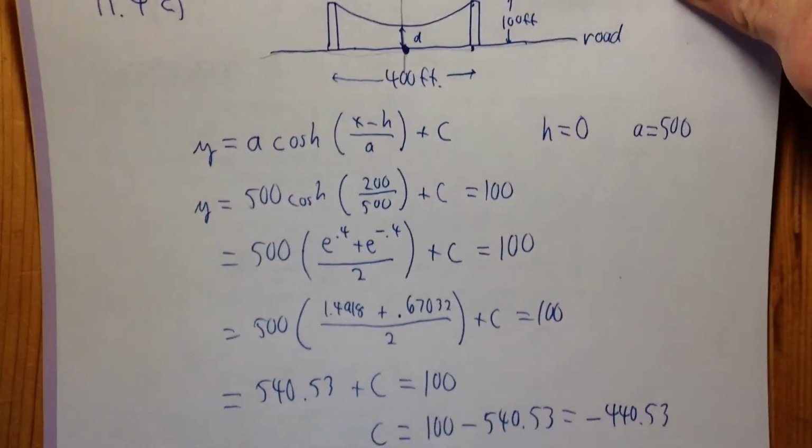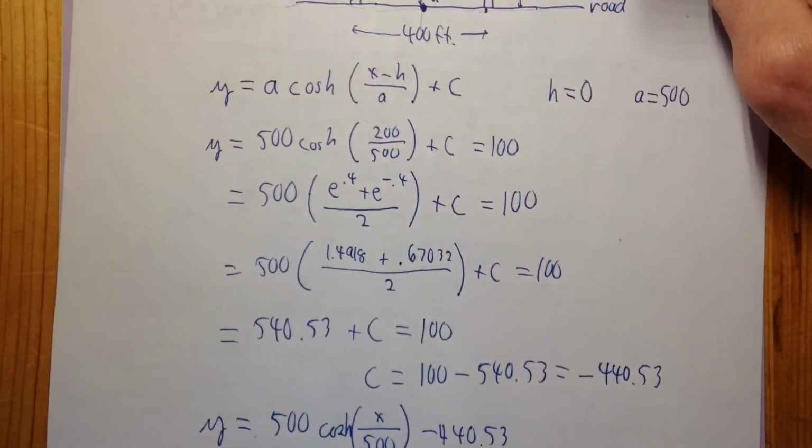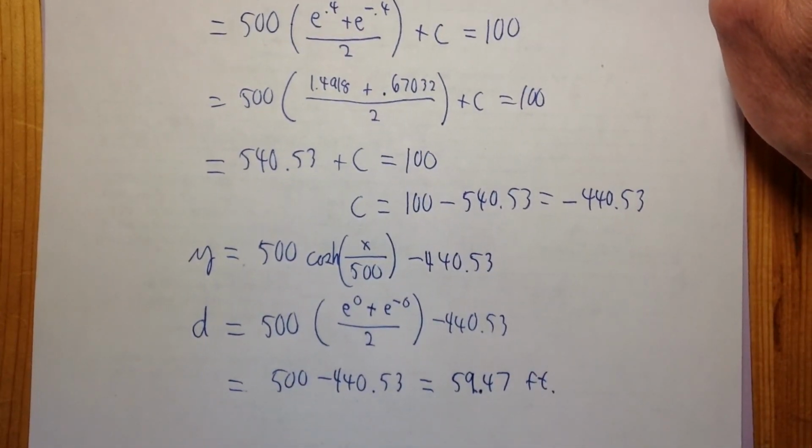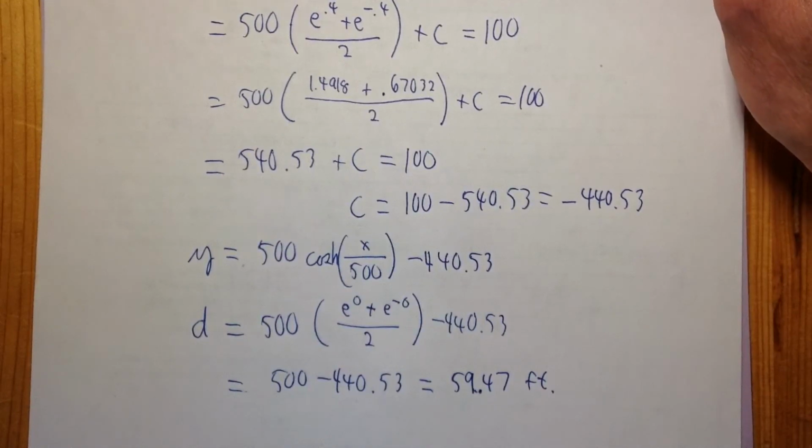So, okay, that's 11.4c. You can finish A and B on your own. And chapter 11 then goes really fast. And then we'll move on to chapter 12 before spring break.